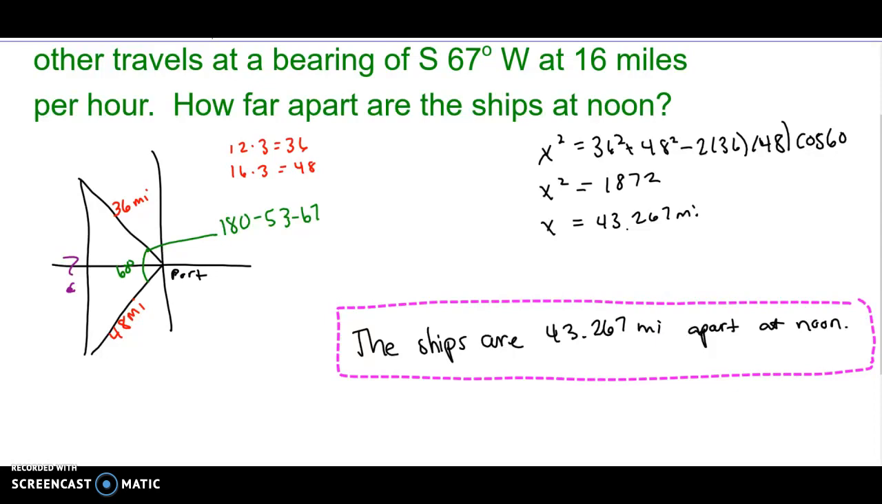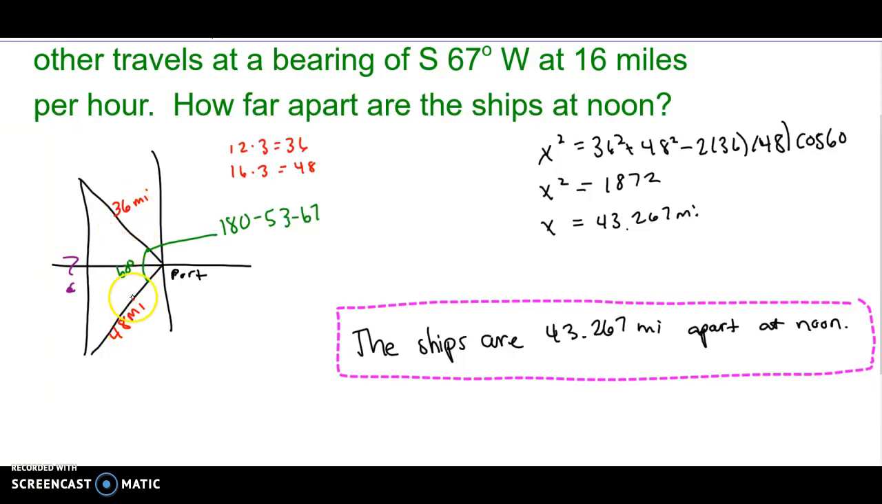So remember, we had the first ship that was going at a bearing of north 53 degrees west, okay? Then we had another ship that was going south 67 degrees west, okay? And then they also told us their rates and that they were both traveling for 3 hours. So we knew that this ship had traveled 36 miles and this ship had traveled 48 miles. And what we're asked to find is the distance between them at noon. Okay, so the biggest thing here is figuring out this angle.